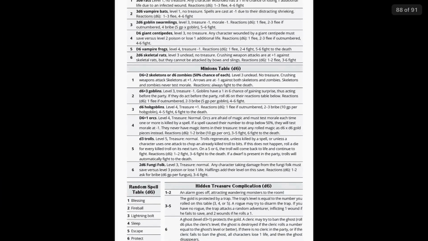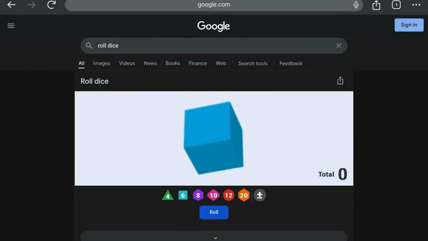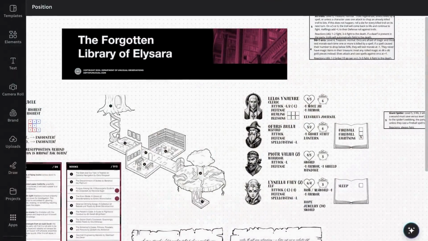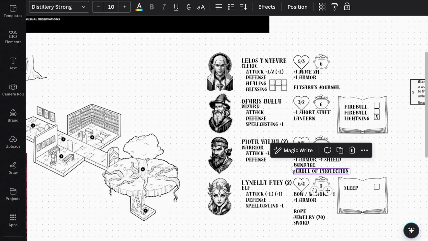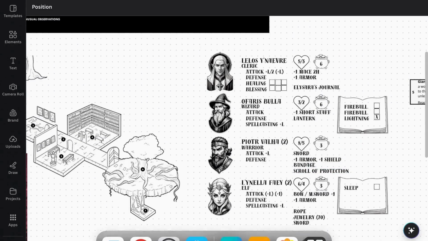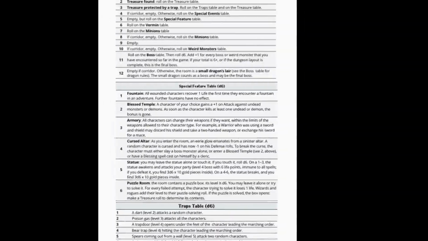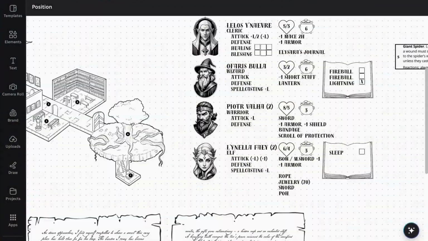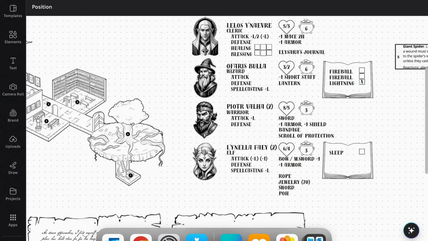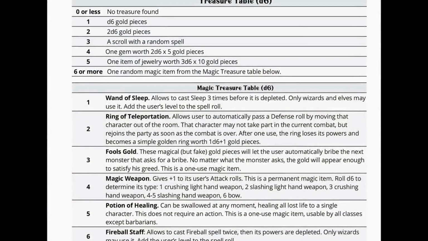Where is the table? Here is the random spell table. So let's see what is on the scroll. Number 6. Oh, it is a protect, scroll of protection. Okay, and now a magic treasure roll for Linella. Number 5. It is a potion of healing, okay. And then a magic treasure roll for Lelos. 6. Fireball staff, great.